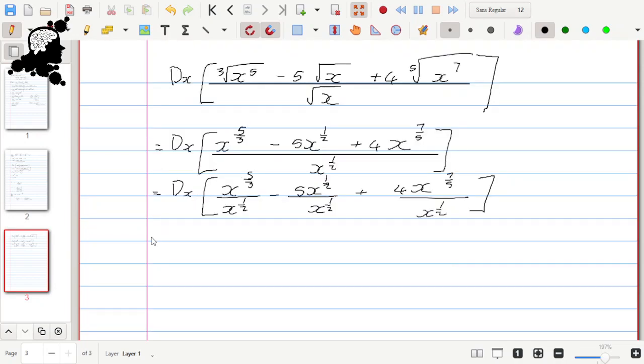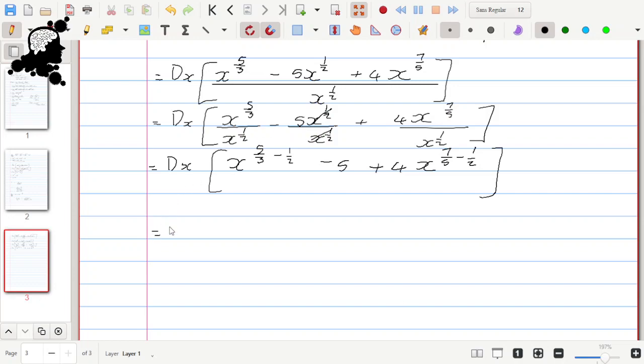Let's simplify this. This is going to be dx into, this is x to the power 5 over 3 minus 1 over 2. Because when we divide numbers of the same base, we subtract the exponents. These two will cancel out, we just remain with minus 5. Then this is going to be positive 4x to the power 7 over 5 minus 1 over 2. Now we can simplify. This is dx of, let's see, x to the power 5 over 3 minus a half.